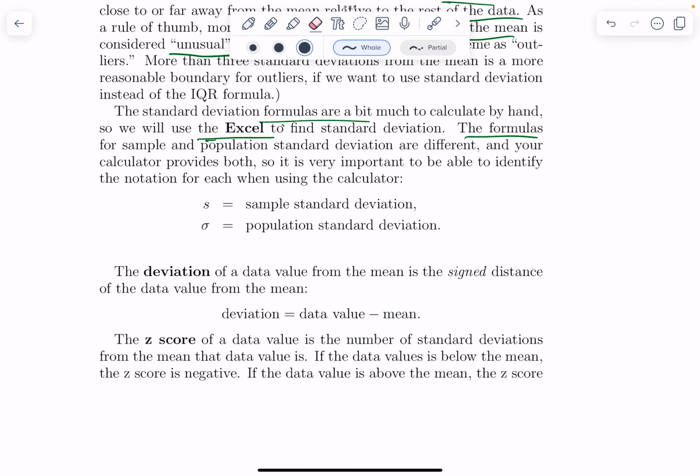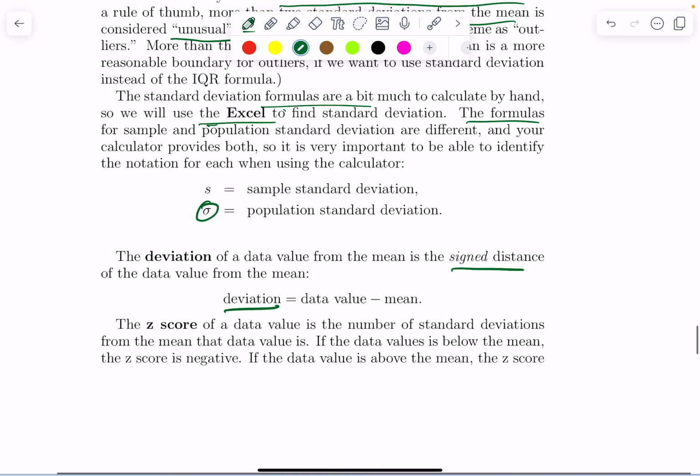By the way, the population standard deviation is denoted by a Greek letter again, sigma. The deviation of a data value from the mean is the signed distance. If it's on the left of the mean, it's going to be negative. If it's on the right of the mean, it's going to be positive. And so that's the deviation.